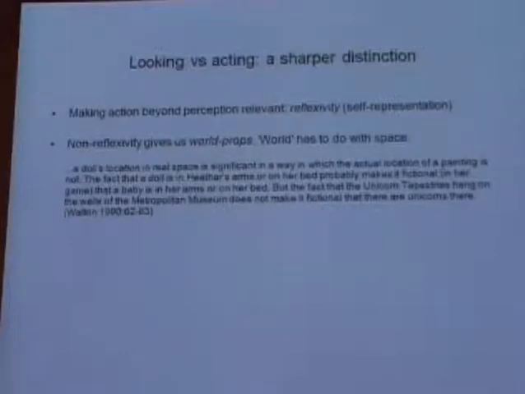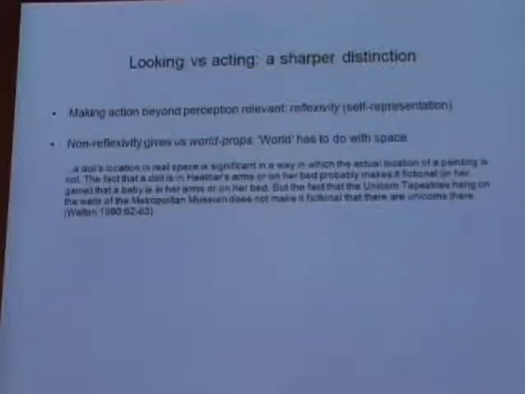In a simple explanation, a reflexive prop is a prop that represents itself. A doll, for example, makes it true of itself that it is a doll. So you can carry it around, you can do various things with the doll, whereas the painting of Edvard Munch doesn't make it true. If you carry the painting around, that doesn't make it true that you are carrying him around, you're just carrying the painting. You bring it to storage, maybe, or transport it somewhere.